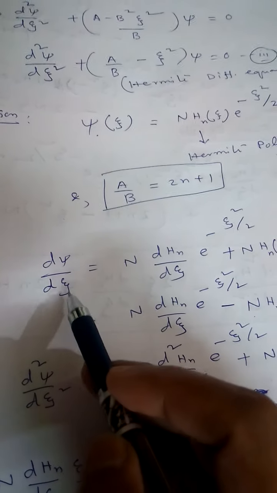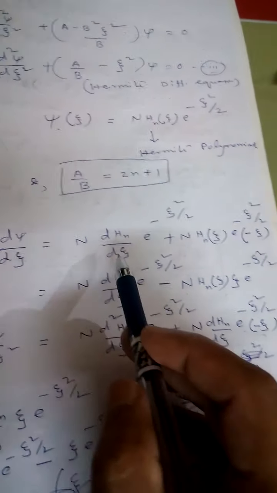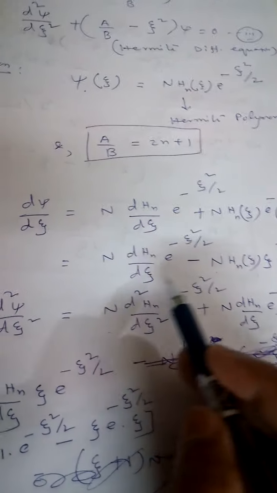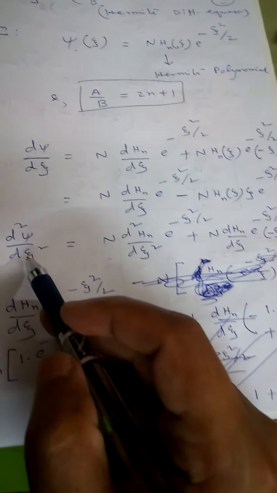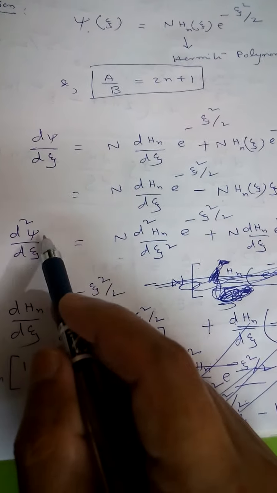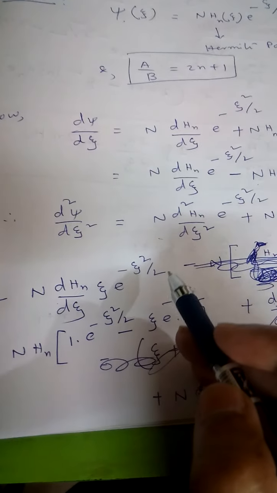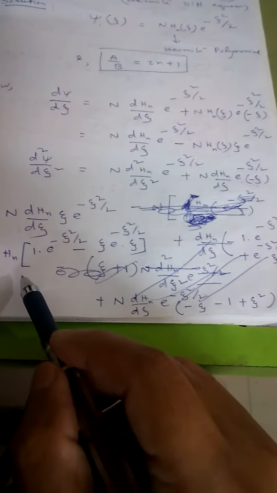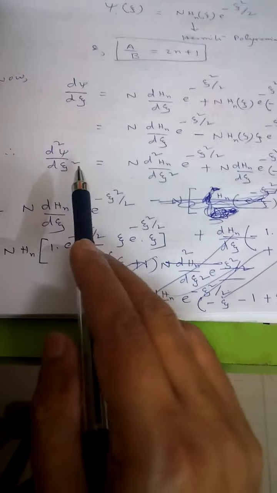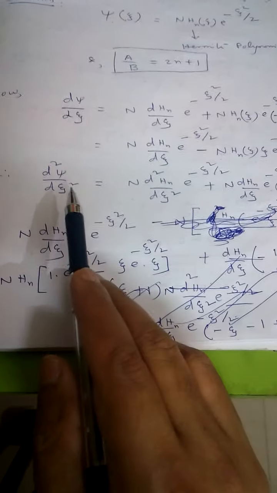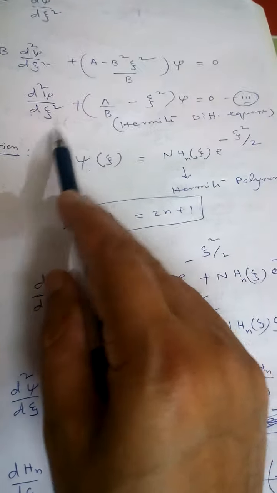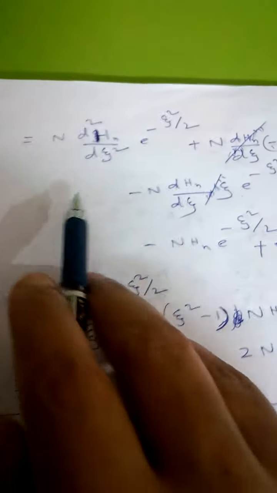Let us find d psi by d xi. This is a complicated expression. It is done over here. Next, I have computed d square psi by d xi square. You may do it yourself. After finding these values, put d square psi by d xi square in equation 3.